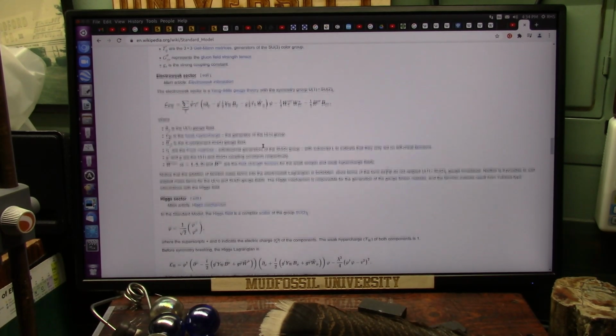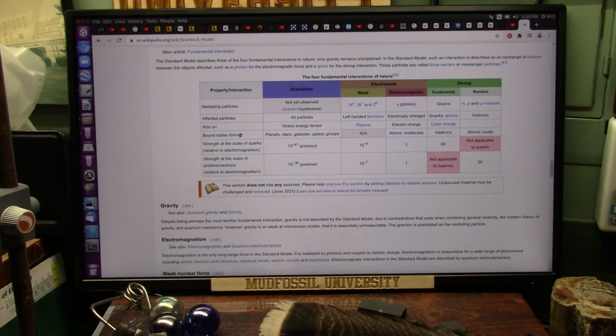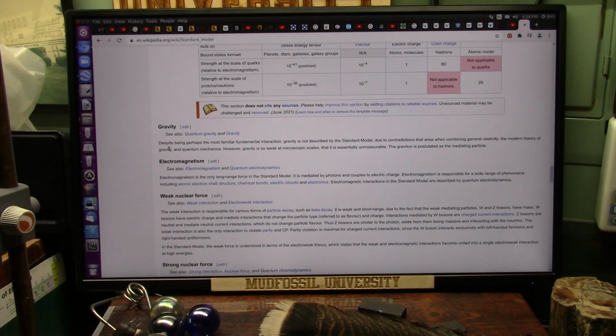Now, I was going to show you this for some reason. This is all gobbledygook, really. Oh, I remember now. Look at this. Gravity. Despite being perhaps the most familiar fundamental interaction, when you drop something to the floor, it falls. Gravity is not described by the standard model.